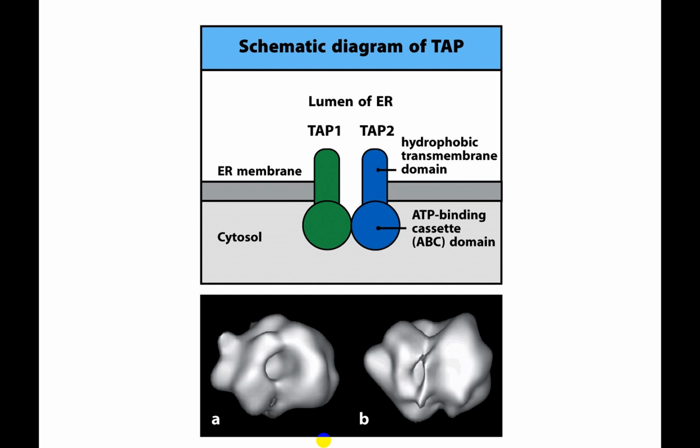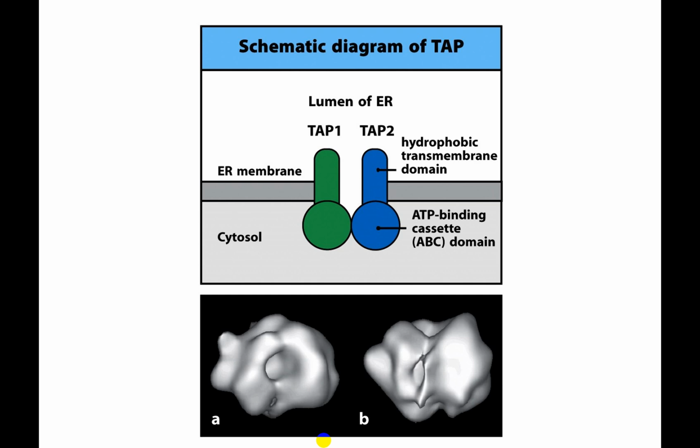It consists of 28 polypeptide subunits, each of 20 to 30 kilodalton molecular weight. Once formed, the antigenic peptides are transported out of the cytosol and into the endoplasmic reticulum. Transport of peptide across the endoplasmic reticulum membrane is accomplished by a protein called the transporter associated with antigen processing, TAP, which you can see in this slide, embedded in the membrane.